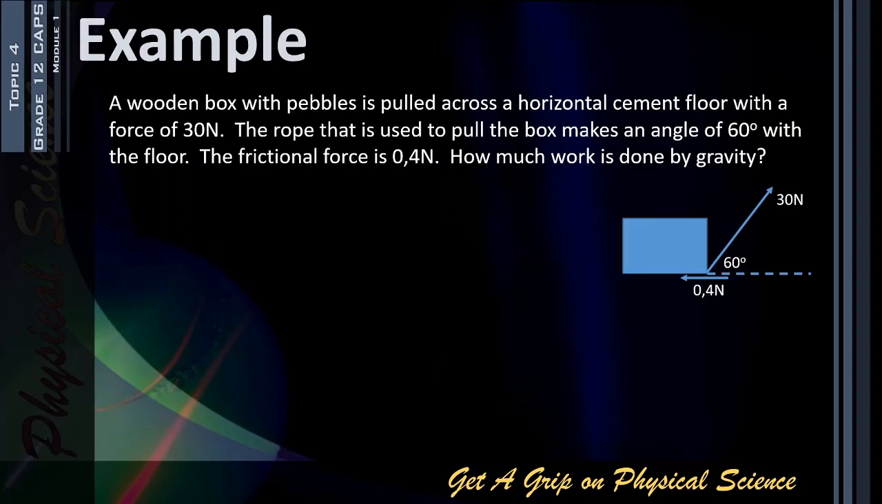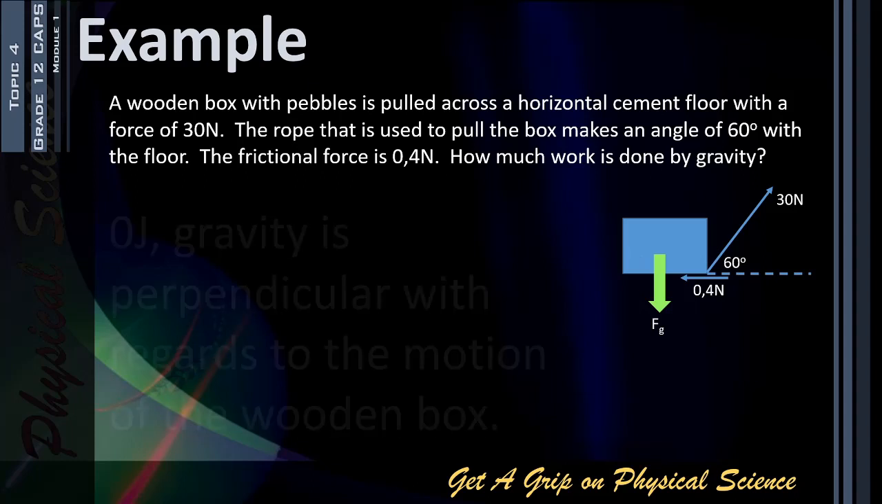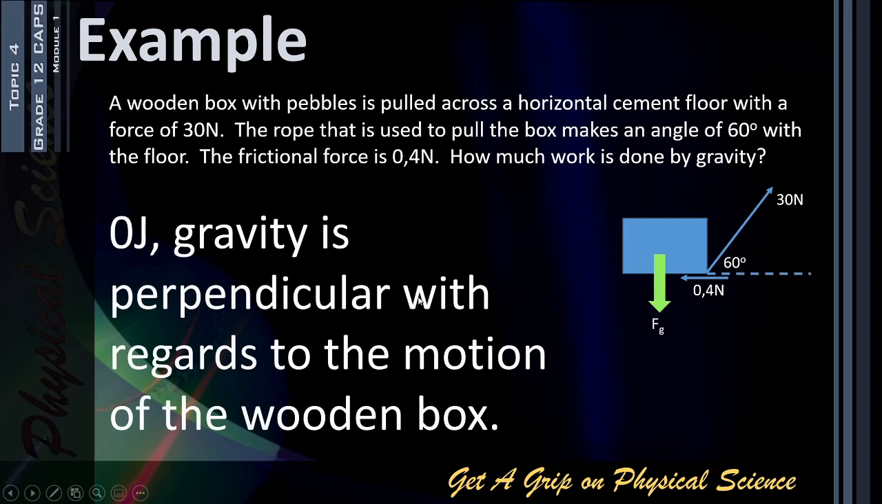We are back with our example of the wooden box, and now they ask us how much work is done by gravity. Now gravity is perpendicular to the displacement of the box. Therefore we know that the work done by gravity will be 0 joule, because gravity is perpendicular to the displacement of the box.